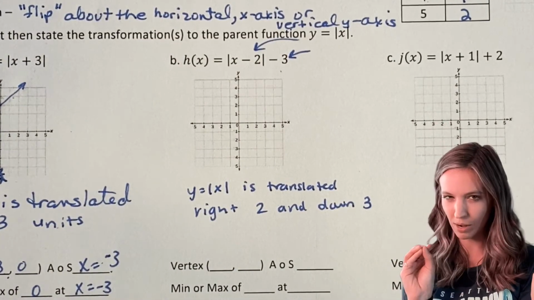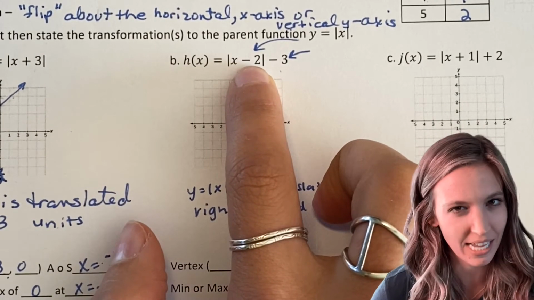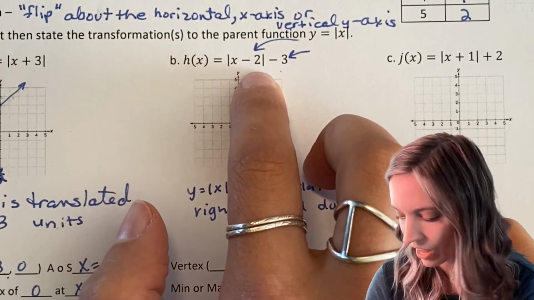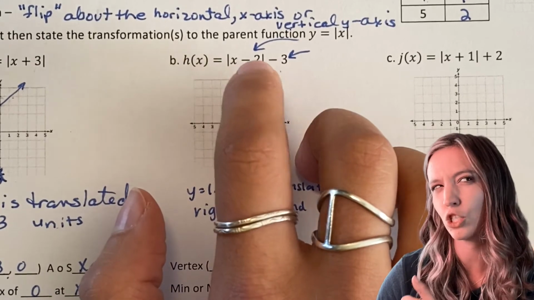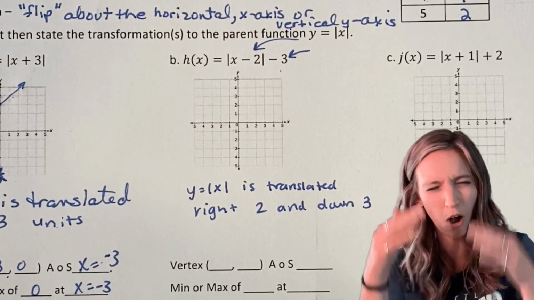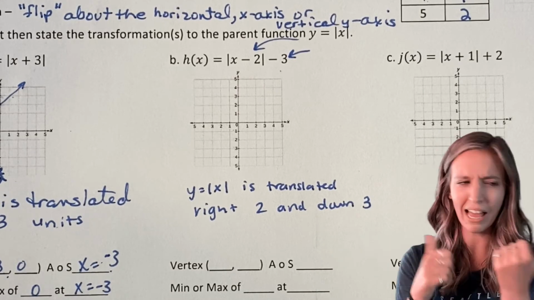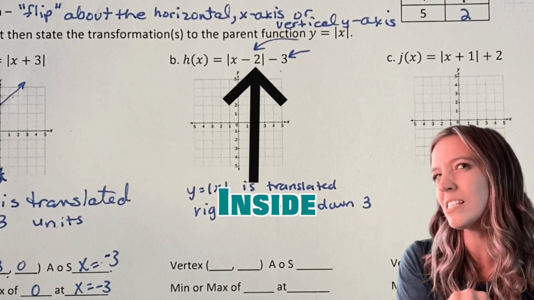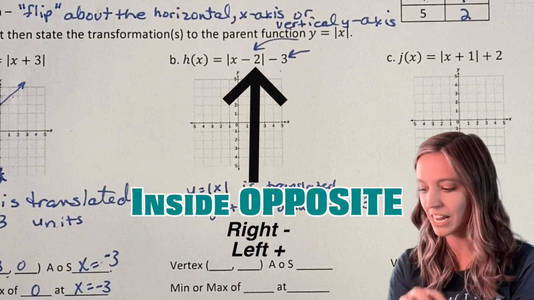So let's wait a minute and think about this. If we have something going on with the x inside the absolute value bars, like an x minus or an x plus inside our absolute value, it seems that when it's a minus, it's a translation right, but when it's a plus, it's a translation left, which almost seems backwards in our brain, right? Right usually is positive and left usually is negative. So it's almost like we could think if something happens inside the absolute value bars, it's the opposite of what we think. So inside opposite.